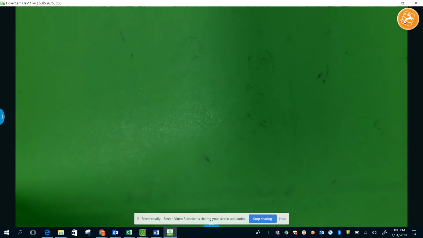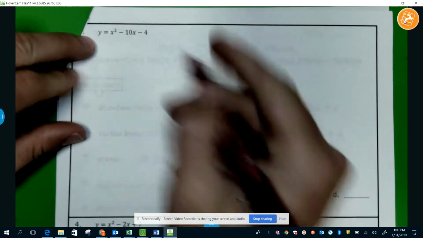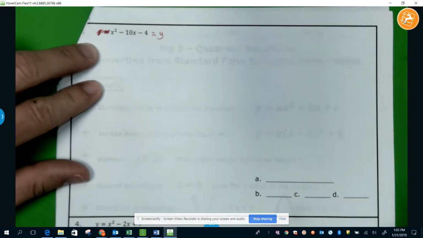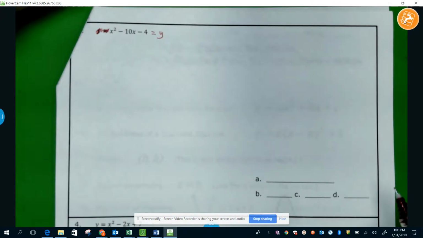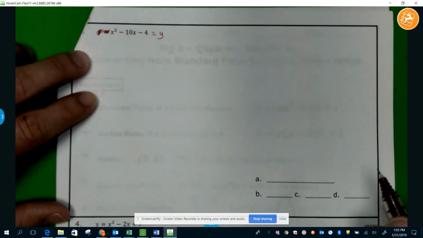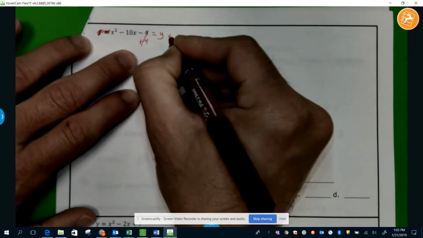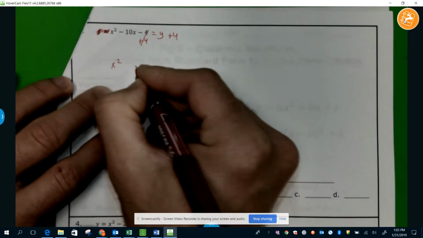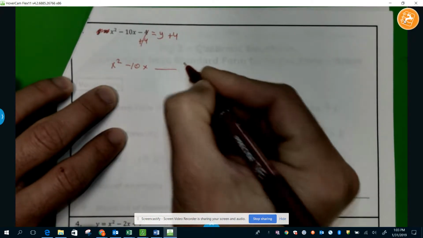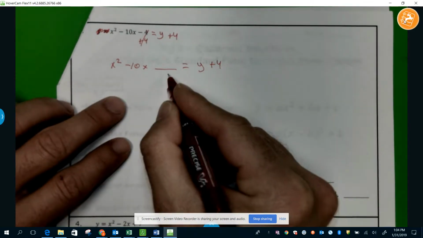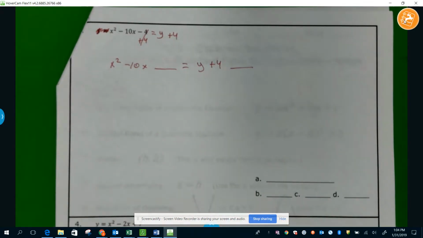Let's go to the next problem on the notes. All right, so if I rewrite this and I put my equals y on the other side, first step for completing the square, we're going to move our negative 4 over by adding 4 to both sides. So I've got x squared minus 10x. Now I've got room for my blank. My right side has a y plus 4, and if I have a blank on the left, I need to have a blank on the right.